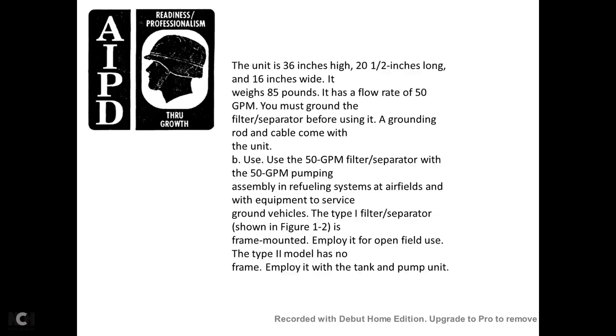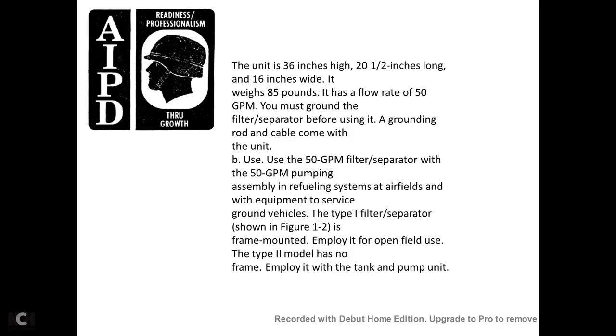Prevent damaging the aluminum canister. The unit is 36 inches high, 20.5 inches long, and 16 inches wide. It weighs 85 pounds, with a flow rate of 50 gallons per minute. You must ground the filter separator before using it, with a grounding rod and cable. Use the 50 gallon per minute filter separator with the 50 gallon per minute pumping assembly, refueling system air filters, and equipment that services ground vehicles. The type 1 filter separator is shown in figure 1-2.